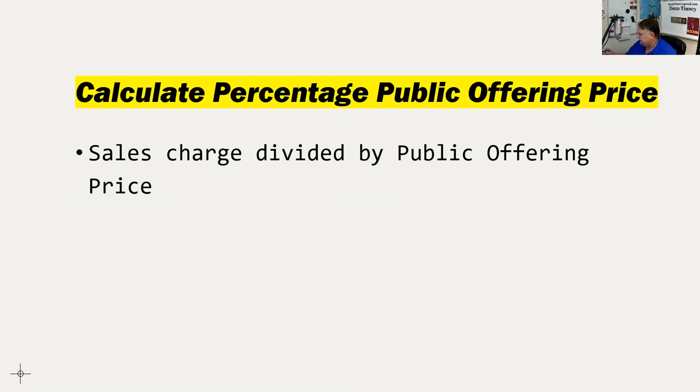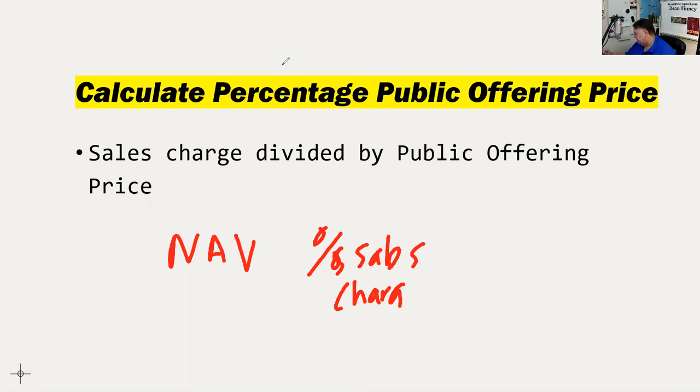I didn't show you the other version here. I don't know if I should, but I'll go ahead real quickly. It doesn't look like I have a slide for this one, so I'm just going to go ahead and do it anyways. But the other thing I might want you to do is, when I give you the NAV and the percentage sales charge, recalculate the POP.